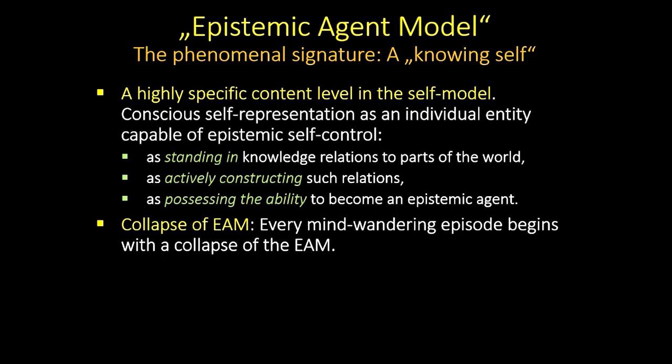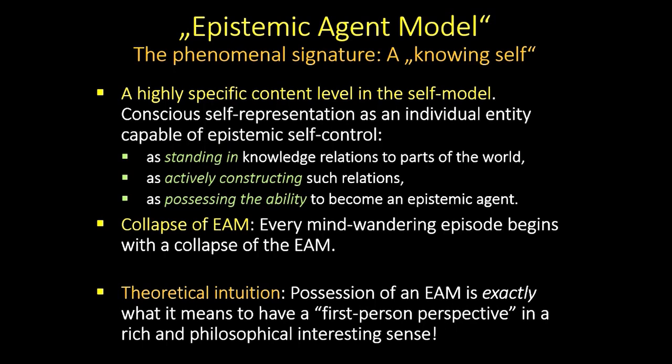It's not only that you go somewhere else. It's that you lose the knowledge that you have this ability for as long as that mental episode runs. So I would say every mind-wandering episode begins with a collapse of that thing I call the epistemic agent model, the model of the knowing self. And then, you know, the automatism runs.